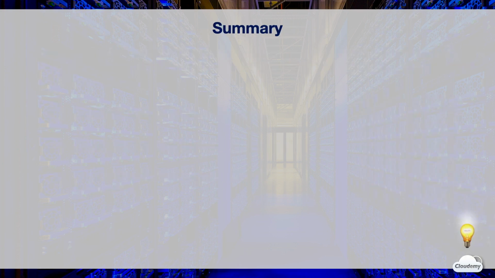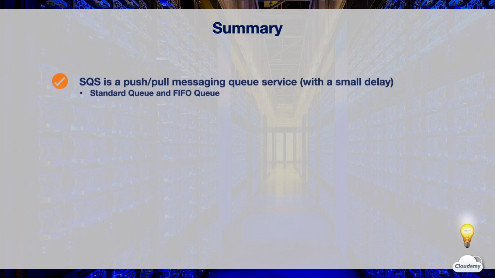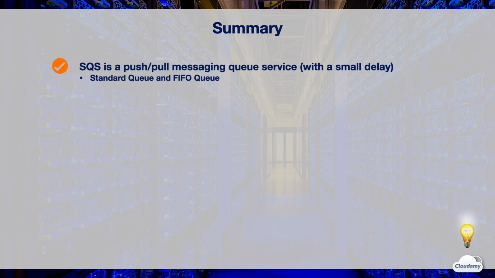In this episode, we've learned different AWS messaging services, SQS, SNS, and SES. SQS is a push-pull messaging queue service. You have producers send messages to the queue and consumers constantly check for new messages and process them with a small delay. There are two types of SQS queues, standard queues and FIFO queues. A standard queue delivers messages at least once out of order. A FIFO queue delivers messages exactly once, always in the first in first out order.